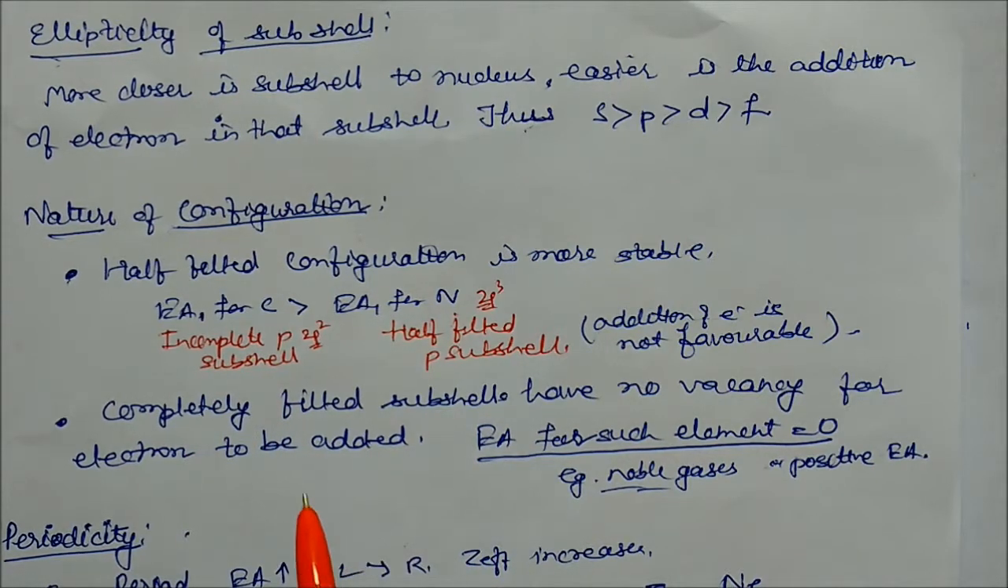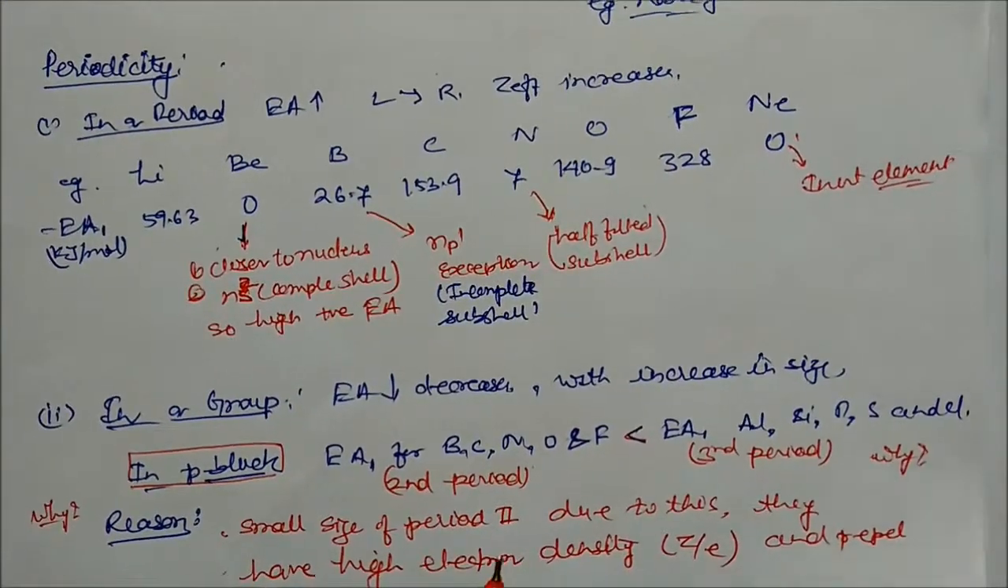Now second is a completely filled subshell, which has no vacancy for an electron to be added. If you take completely filled subshells, like noble gases, or ions like Na plus and F minus, they have completely filled subshells. So for such elements, electron affinity will be 0. So for noble gases or any ions like Na plus or F minus, their electron affinity will be 0. So you have to keep in mind all these small things.